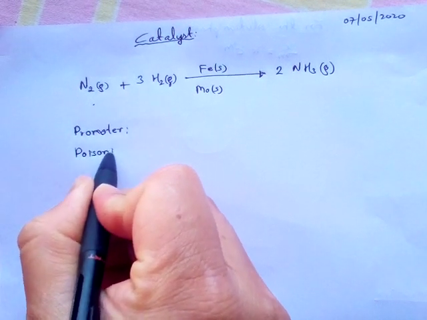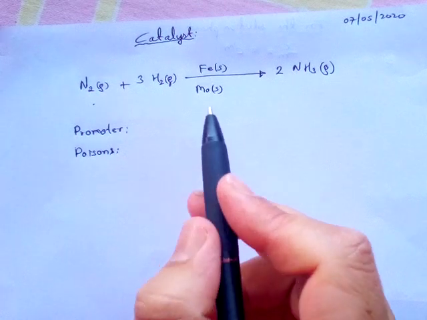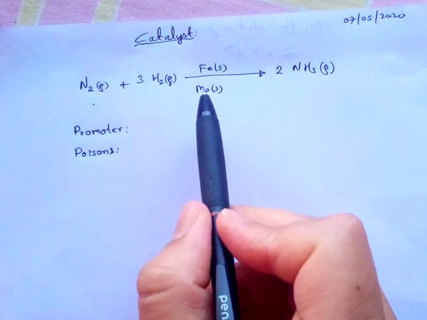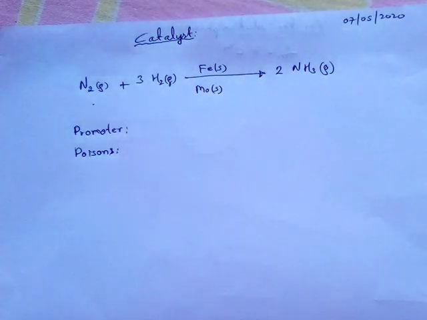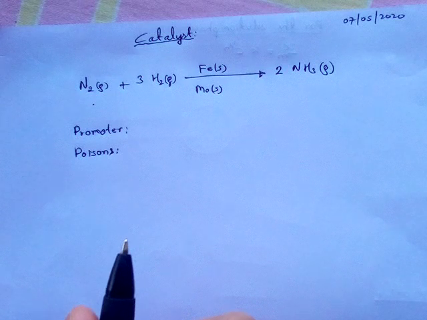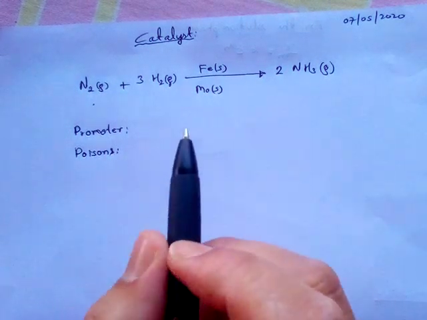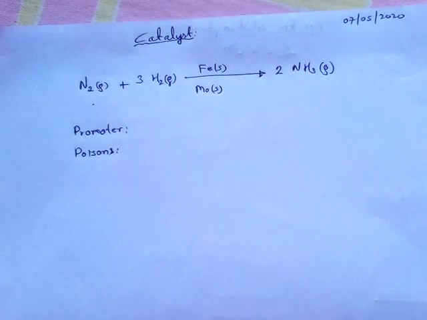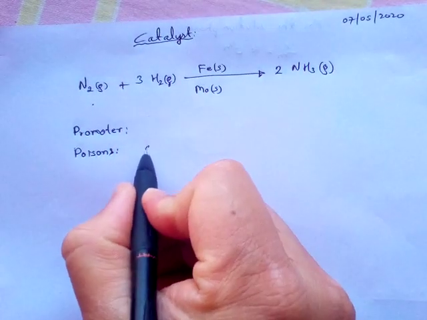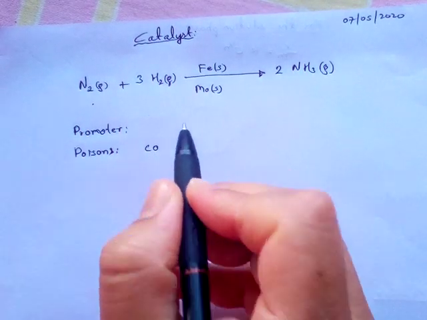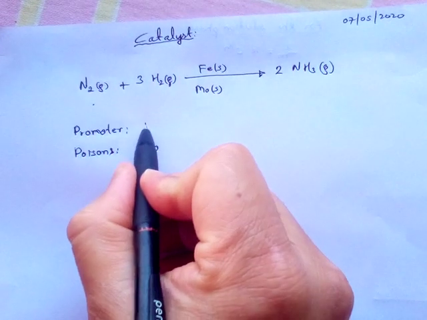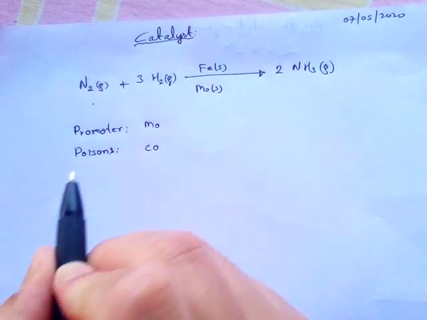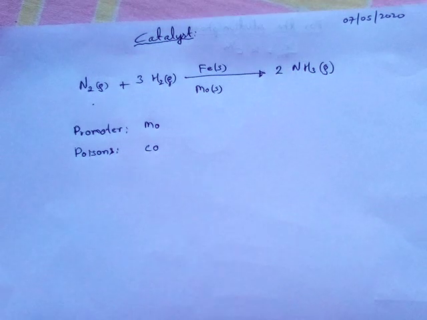Now what are poisons? Poisons are the substances that inhibit the reaction, that do not allow the reaction to happen. Okay, that inhibit the reaction. For this reaction, carbon monoxide, remember, carbon monoxide acts as a poison for this reaction, whereas molybdenum acts as a promoter.